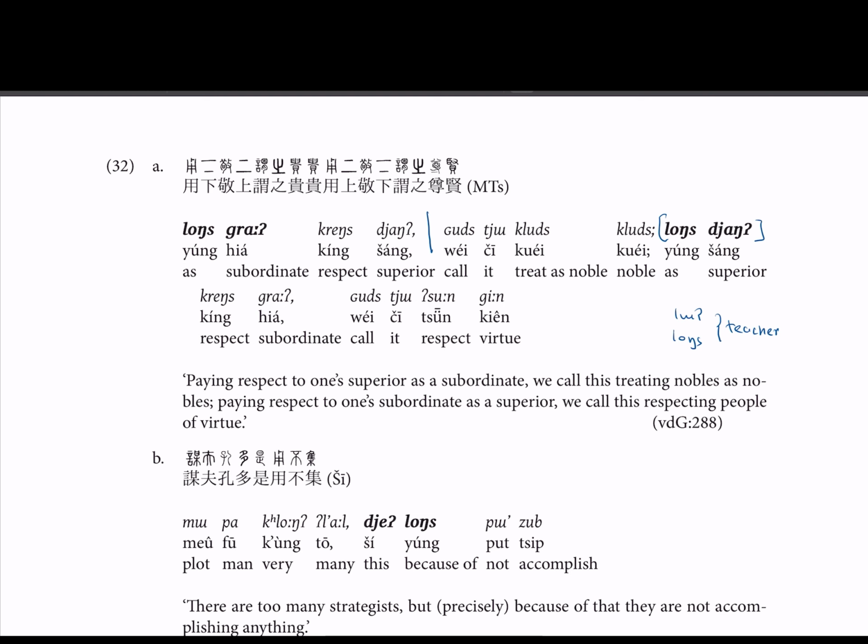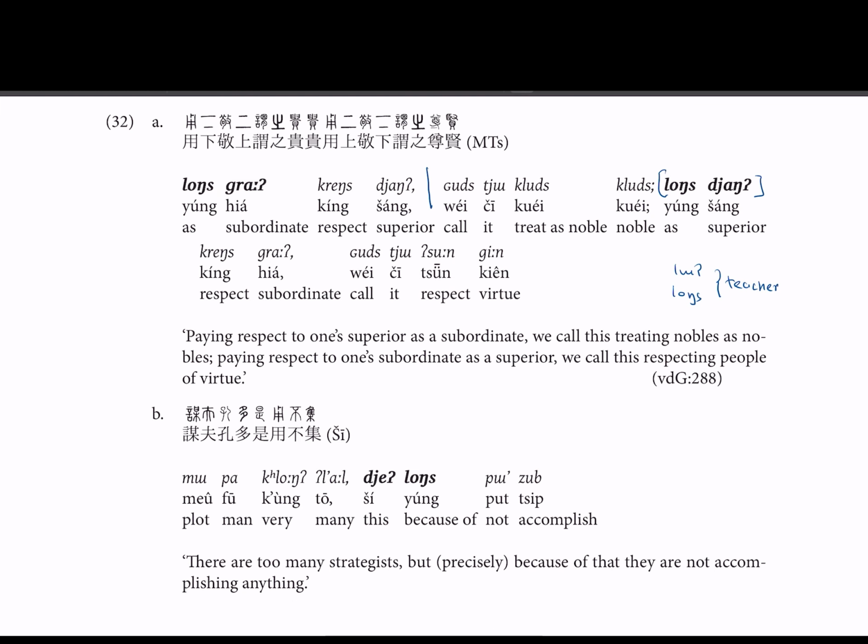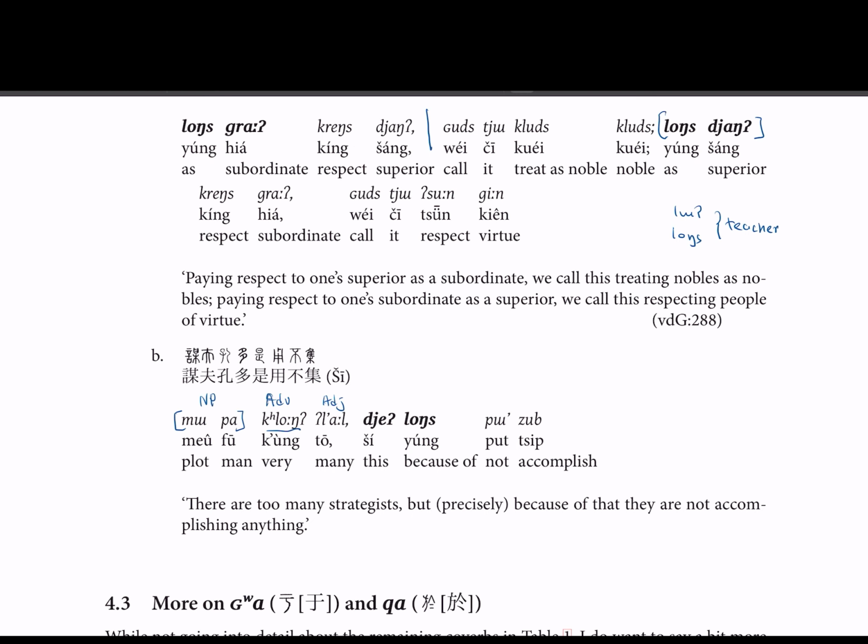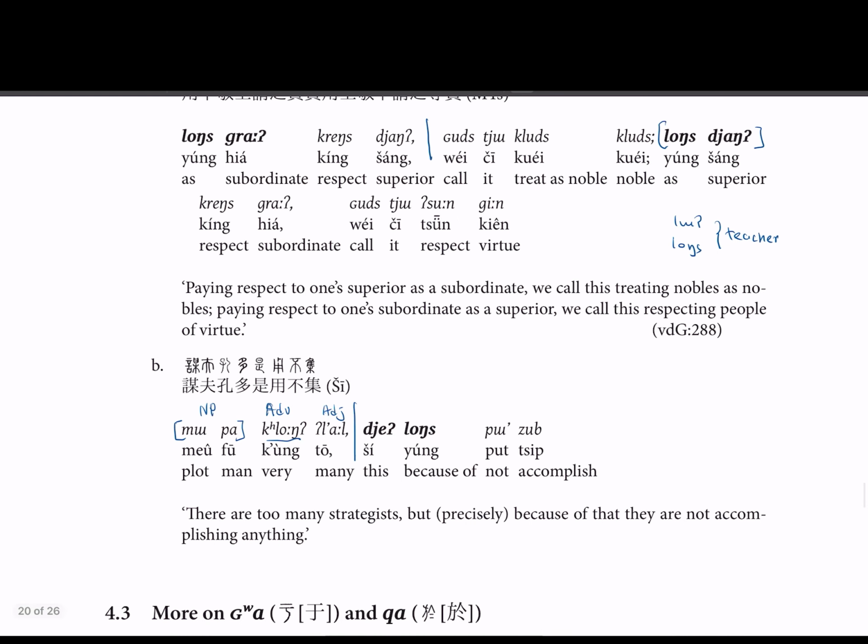The sentence in 32b, muk pa klongs dao, diet longs pu zub, or in modern Chinese, mo fu kong duo, si yong put qip. In English, we can translate this as, there are too many strategists, but precisely because of that, they're not accomplishing anything. So, muk pa klong dal literally means strategists are very many. Diet longs, because of this, put zub, not accomplish things.